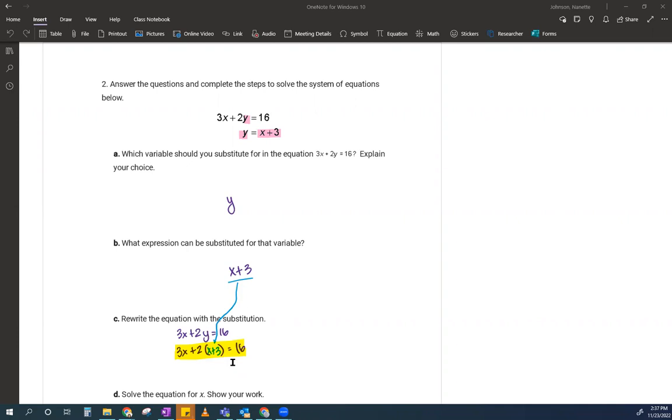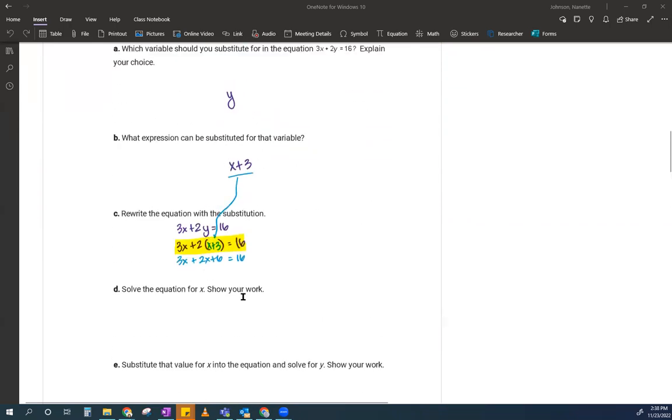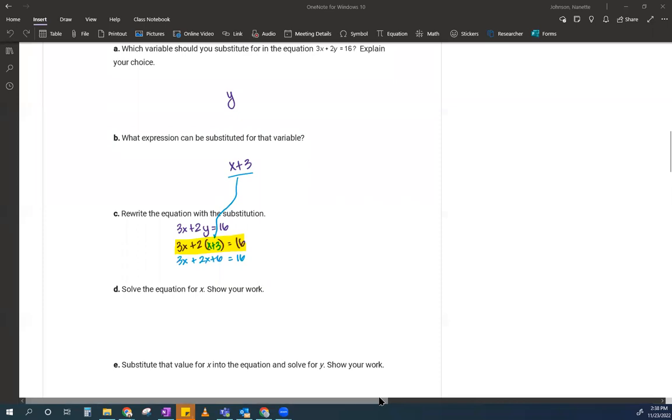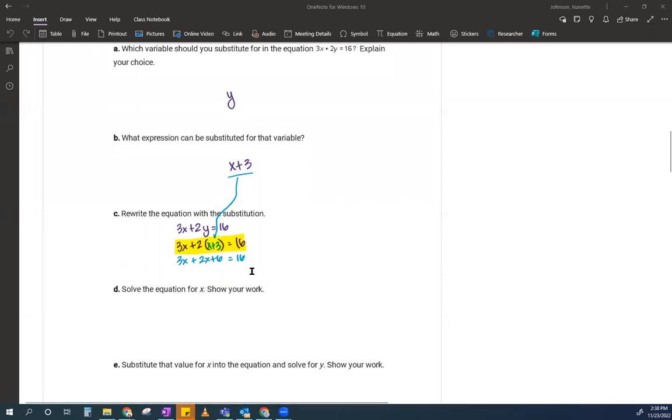Okay. All right. So what would I do first? I think the very first thing I do is distribute. So it's 3x plus 2x plus 6 equals 16. Now you should understand why I chose to put the parentheses right there. And then I'm just going to simplify this left-hand side. I know that 3x plus 2x is 5x. So that is 5x plus 6 equals 16.